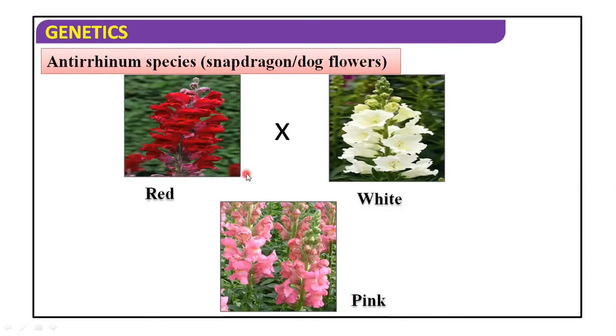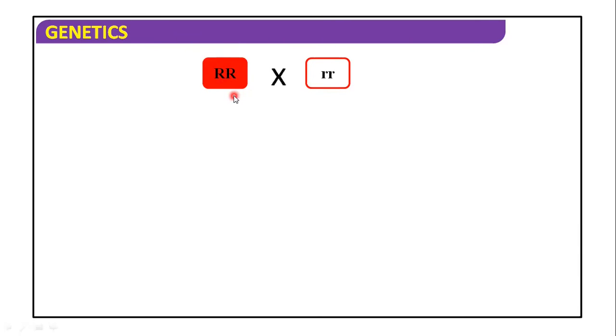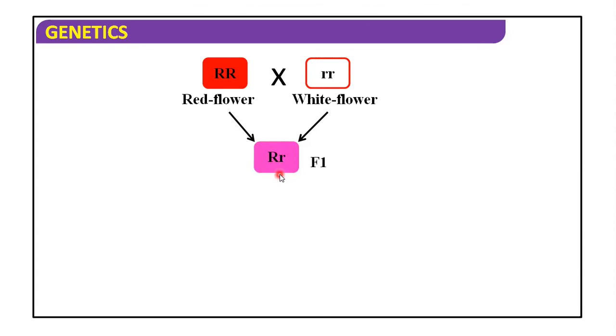Here is the red, here is the white, and here is the pink. Now crossing is going on between them. Capital R and small r. So crossing between the red flower and the white flower, what will we get? We will get capital R small r in the F1 generation, which we get by mixing red and white. We will get a pink.